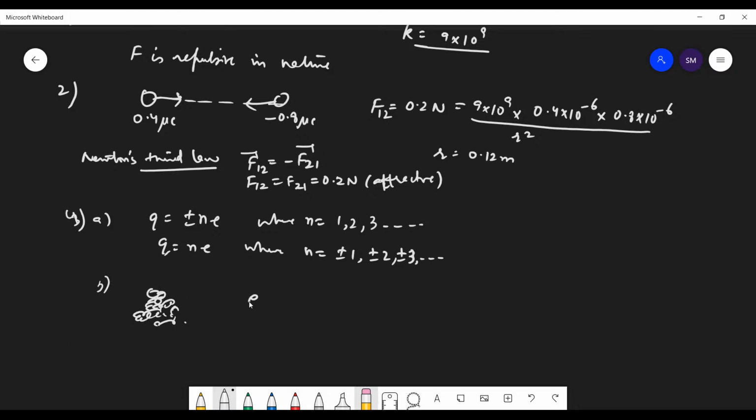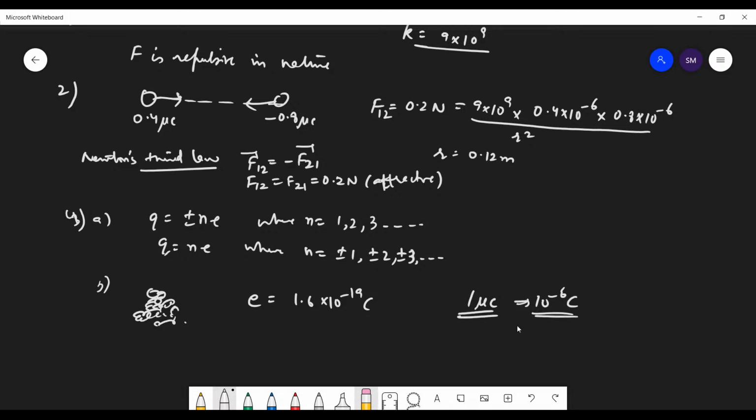Because E, the elementary unit, is 1.6 into 10 to the power minus 19 Coulomb, and if the charge is suppose 1 microcoulomb, that is 10 to the power minus 6 Coulomb, still taking out 1 or 2 electrons is not going to affect 10 to the power minus 6 Coulomb. So that is why the granularity of charge is lost. We can ignore the quantization of charge when we are dealing with charge at this scale.